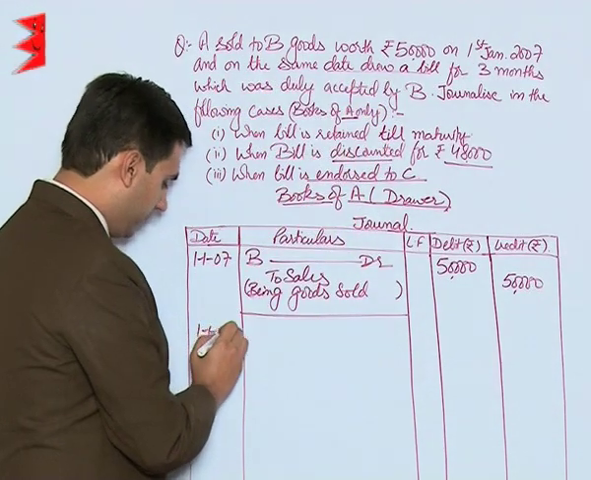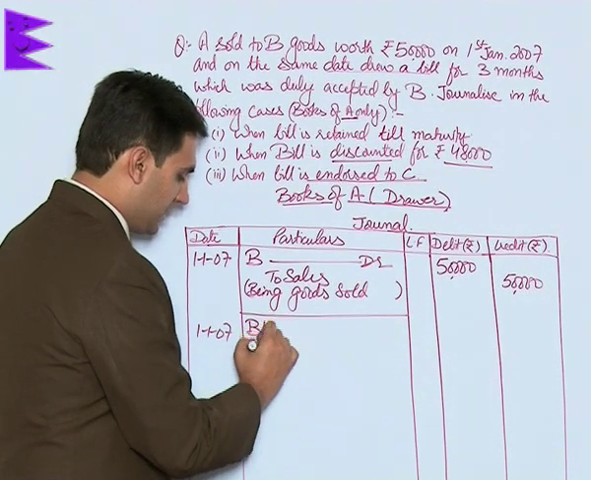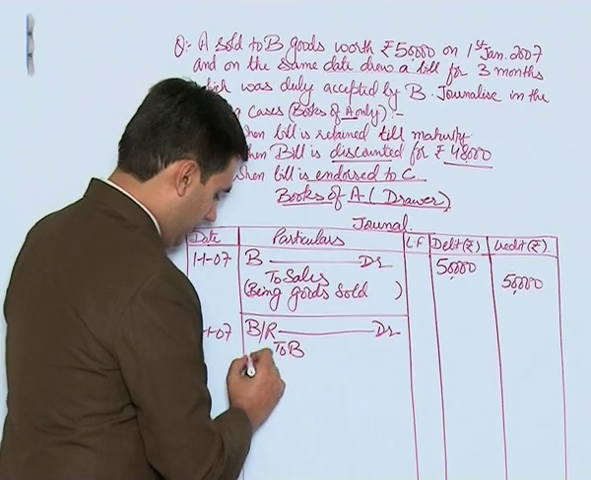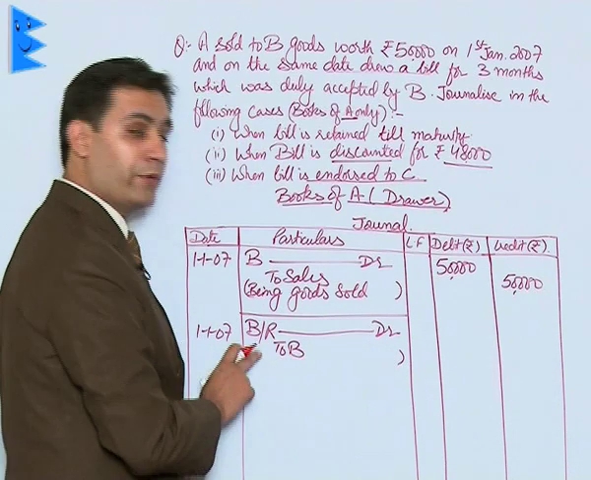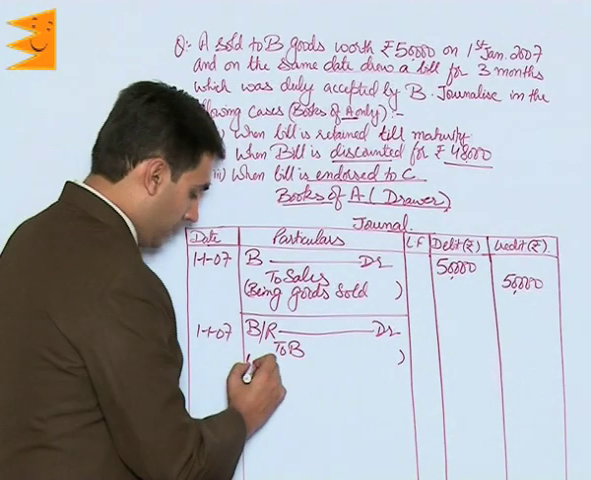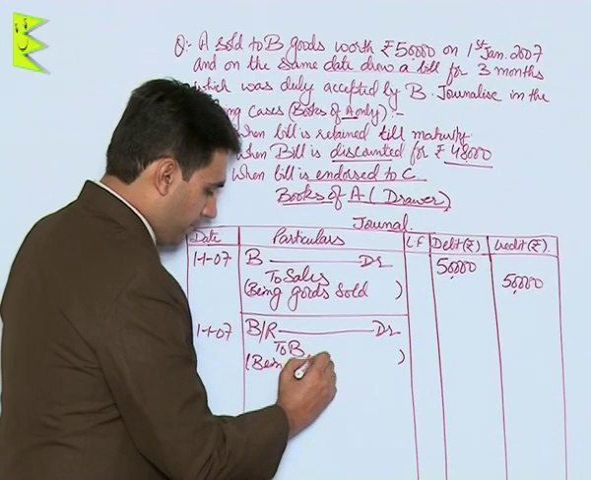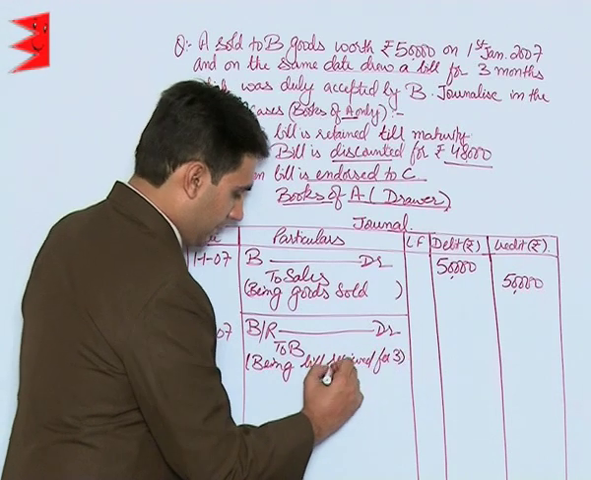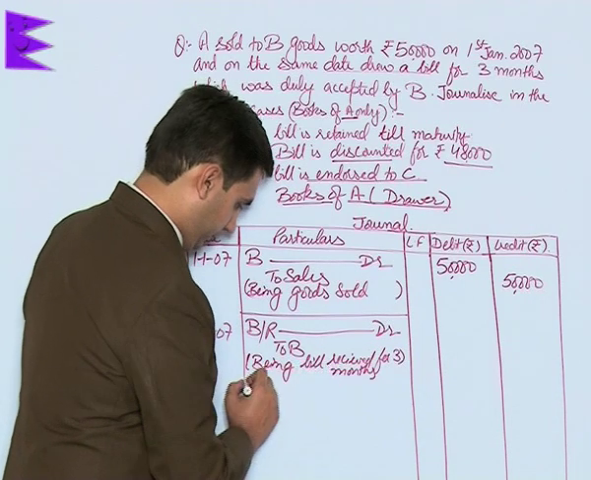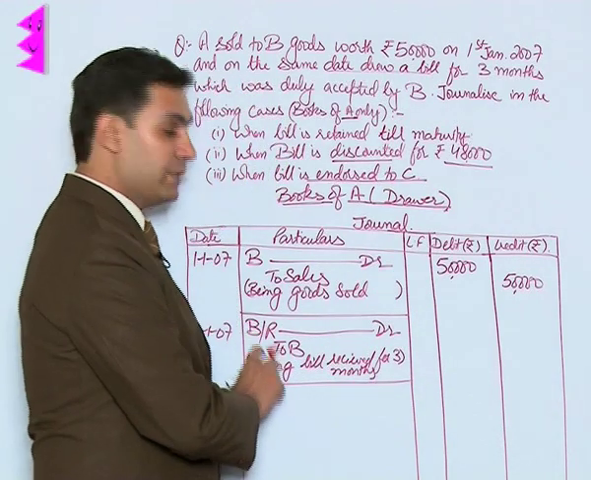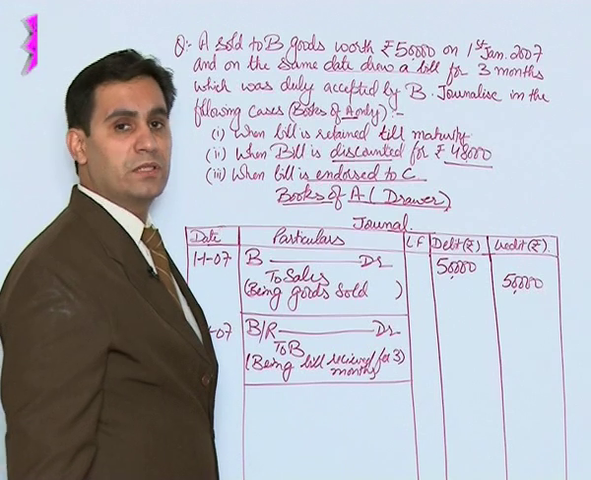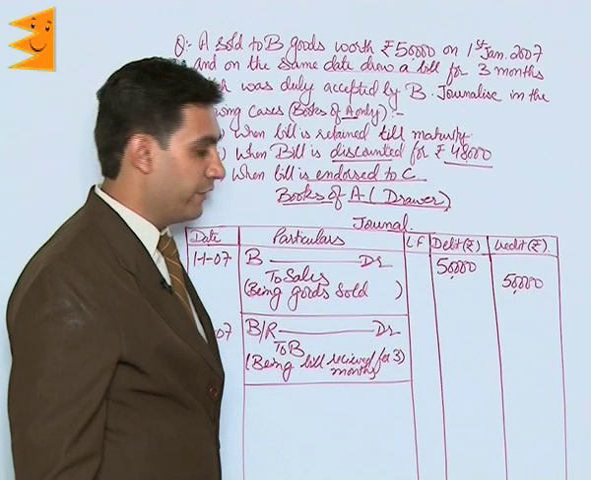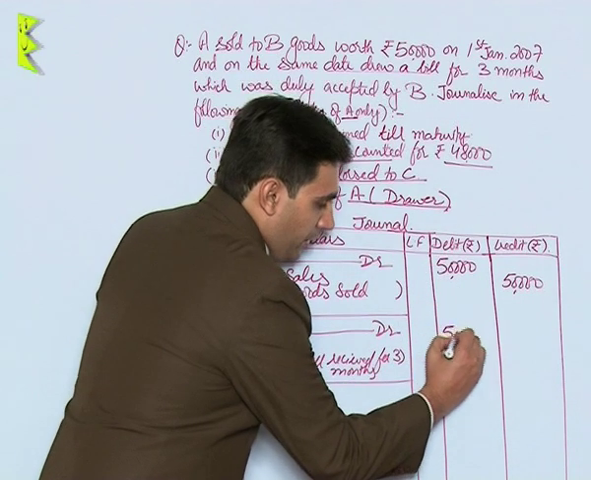That means on 1st January 2007 itself, a bill was received. Bill receivable account debited to B. Since bill was received from B, entry would be bills receivable to B. Being bill received for 3 months. Now students, remember that they both are personal accounts and the rules of personal accounts have been used here. The rules of the personal account are debit the receiver, credit the giver. The amount of this bill would be 50,000.